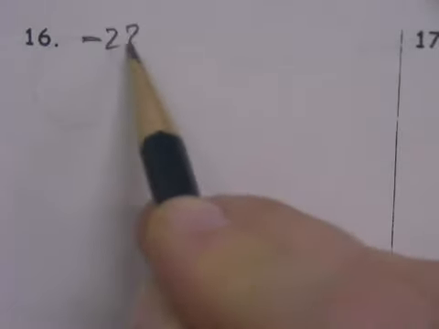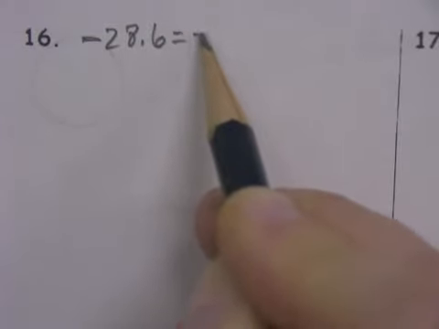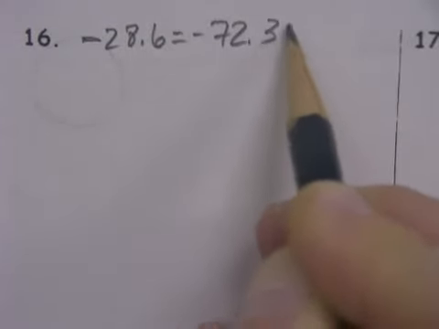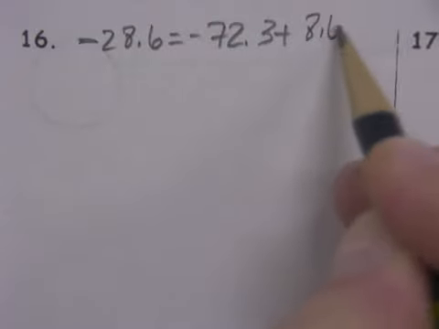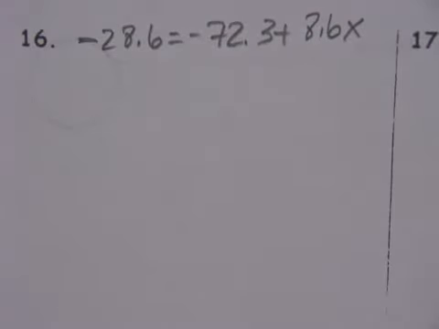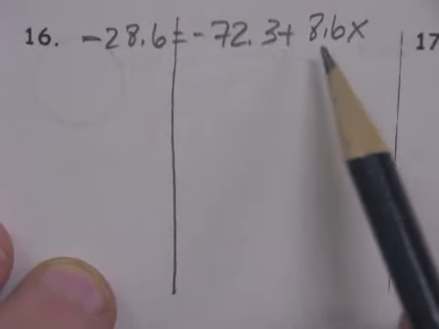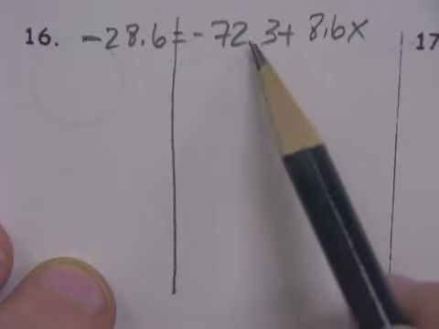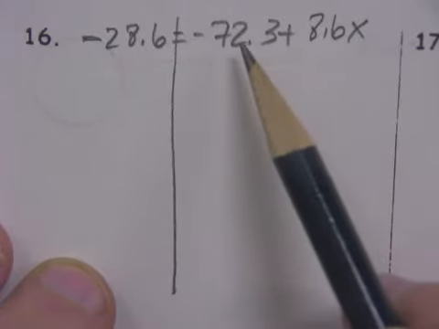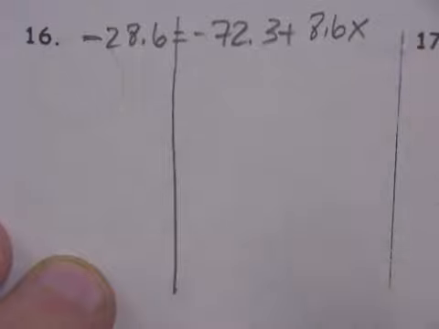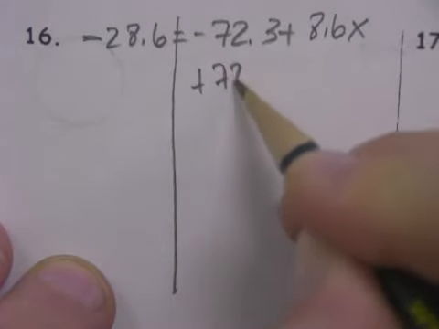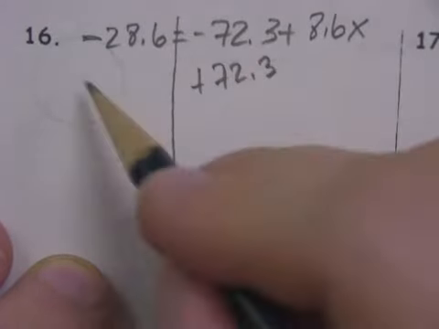So negative 28.6 equals negative 72.3 plus 8.6x. All right, and we want to go ahead and solve for x. And at the end, we're going to round to the nearest tenth. So the first step is to get rid of all the numbers on the same side as the x. So I have to get rid of the negative 72.3 and the 8.6. So we're going to add 72.3.